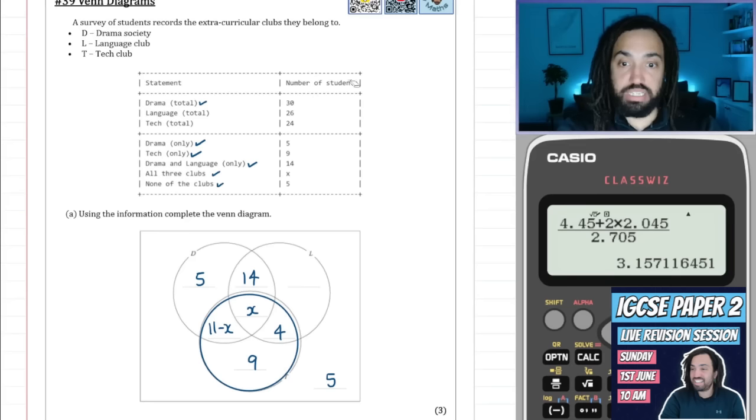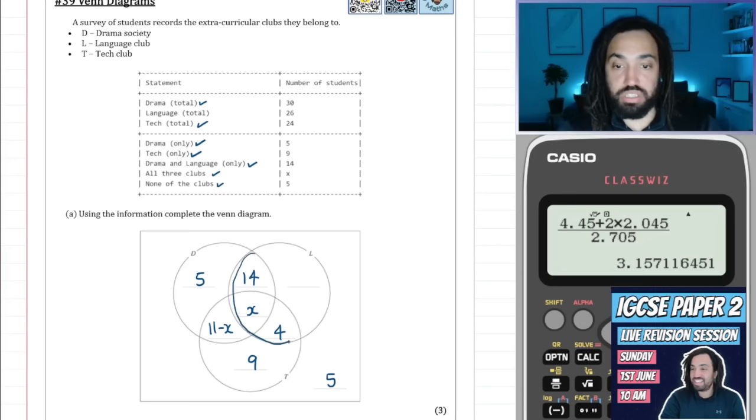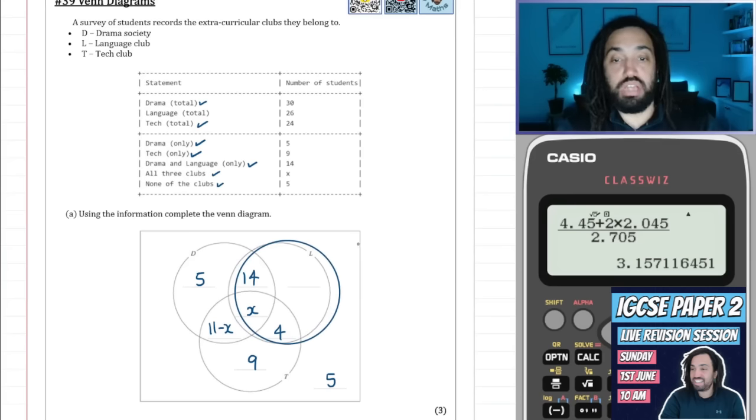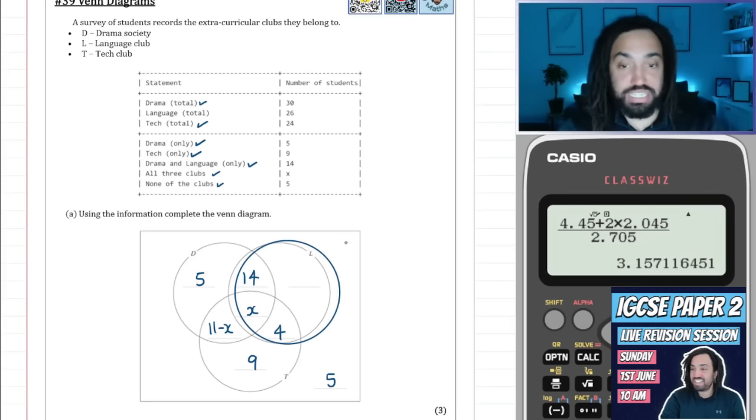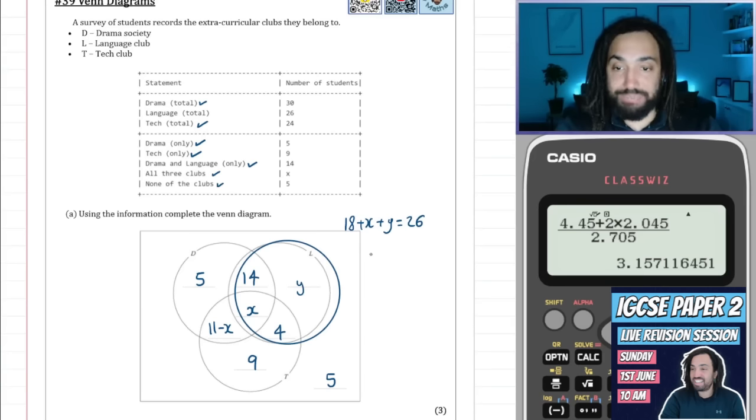So the next one is languages only. That one is, of course, this circle right here. And we know that adds to 26. So we've got 14 and 4 makes 18, plus x, plus this unknown bit here. We know that's going to add up to 26. So minusing 18 from both sides gives us x plus y is equal to 8. So therefore y is equal to 8 minus x. So this one here is 8 minus x.